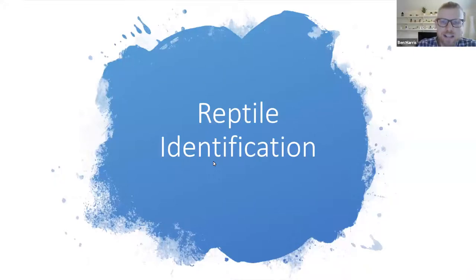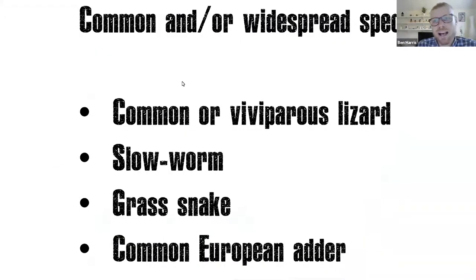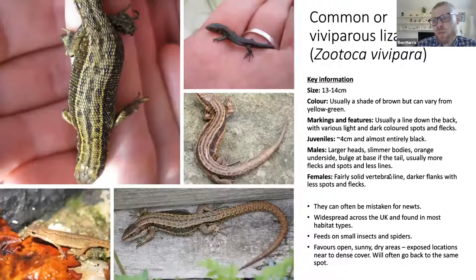So we're going to jump right into reptile identification: how to identify common and widespread species that we have here in the UK. We're going to look at four different species in total, split down the middle for two lizard species and two snake species. So we're going to begin with the common or viviparous lizard.